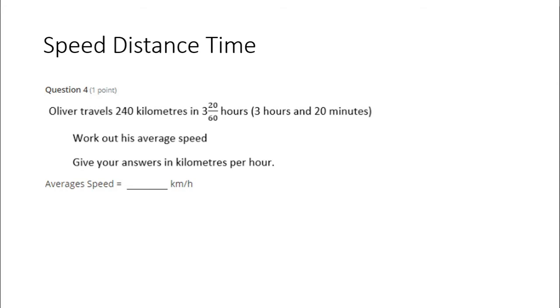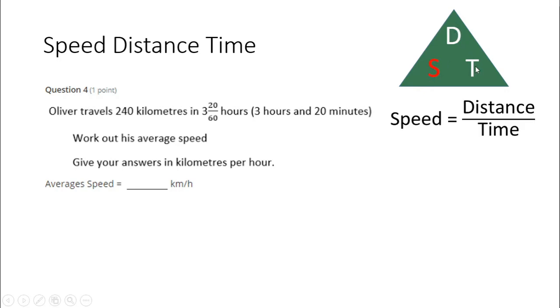So do not convert this 3 20/60 of an hour into minutes because we want our answer in kilometers per hour. So let's leave that as 3 20/60 of an hour. Hopefully by now you all know your speed, distance, time formulas. We use this triangle to remember them. If I want to know what the speed is, I see that distance is over time. Speed is equal to distance divided by time.